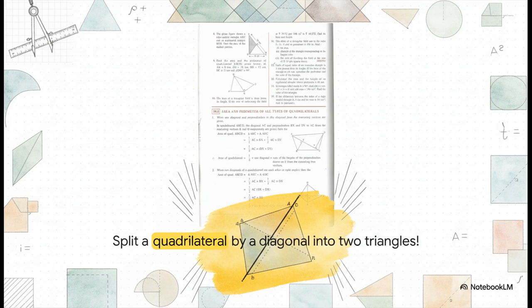The area of the entire shape is now just the top triangle's area plus the bottom triangle's area. You literally just take half the diagonal and multiply it by the sum of the two perpendicular heights drawn to it. We're just recycling the triangle trick we already know.